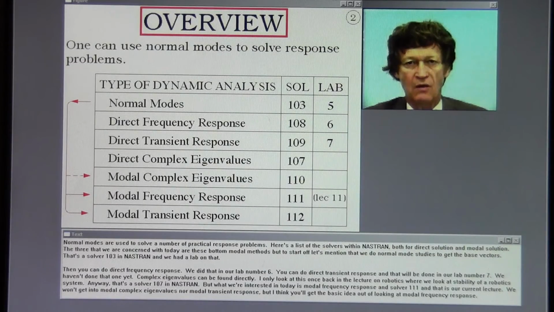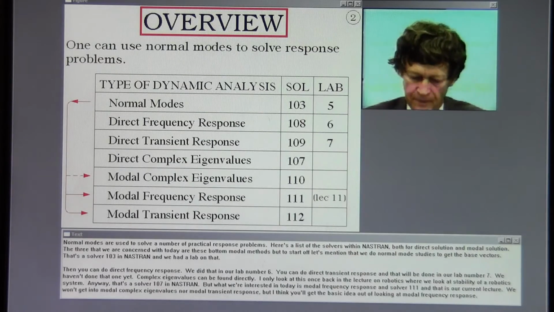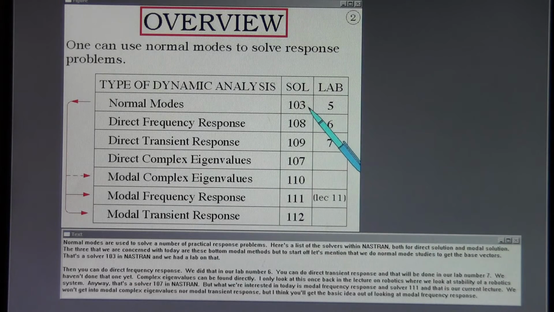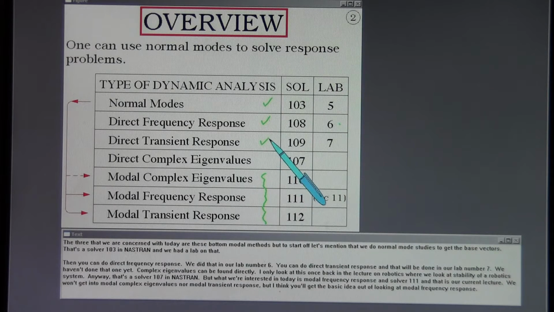Normal modes are used to solve a number of practical response problems. Here's a list of the solvers within Nastran, both for direct solution and modal solutions. The three that we are concerned with today are these bottom modal methods. But to start off, let's mention that we do normal mode studies to get the base vectors. That's solver 103 in Nastran, and we had a lab on that. Then you can do direct frequency response. We did that in our lab number 6. You can do direct transient response, and that will be done in our lab number 7. We haven't done that one yet.